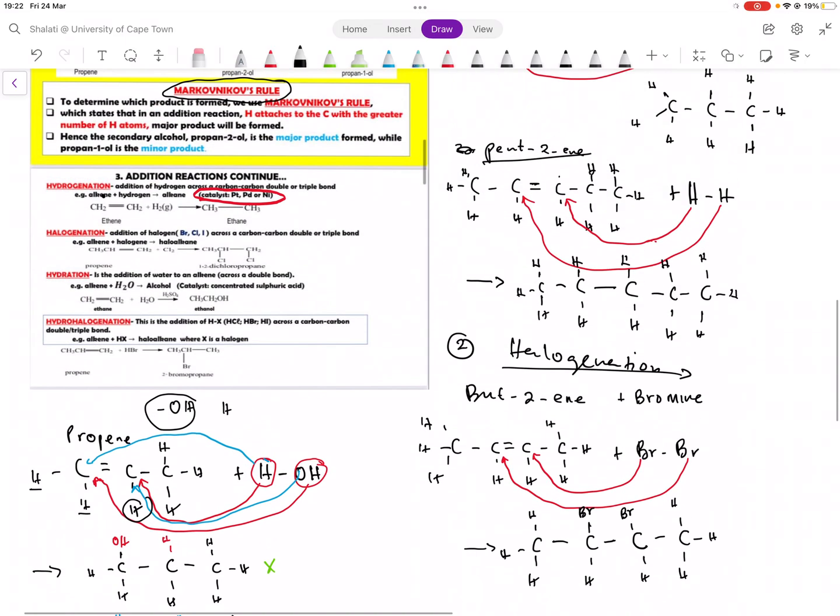What you need to check again is if you have any reaction conditions. Let me see if I missed something. So I missed the reaction conditions on the hydration. You must make sure you note them down. You will be asked about these conditions. So in hydration, you need concentrated sulfuric acid. Okay, it's important for you to know that. Let me see what else I missed. Okay, that's all.